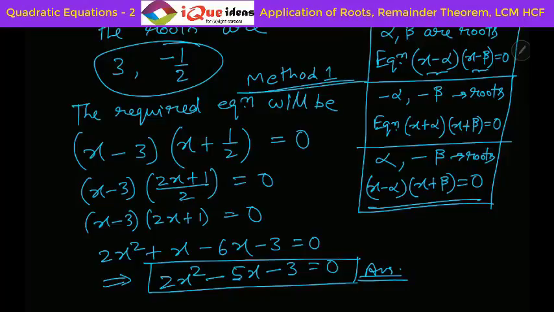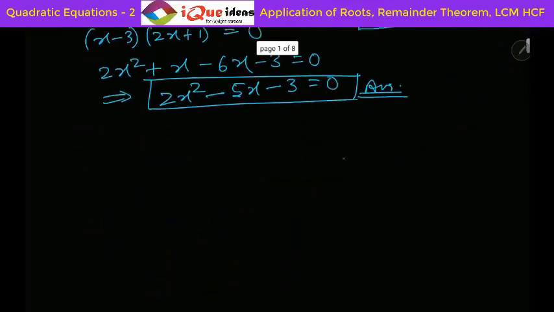Now there is another method to do the same question. Let's see. So now we'll do method 2 of the same question. The roots are 3 and -1/2. Now method 2 is related to the sum and the product of roots. That's very simple, right? So first we find the sum of roots.